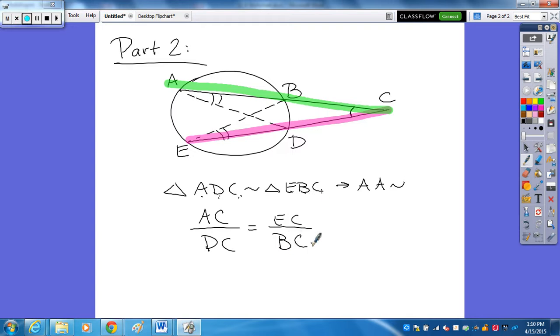Okay? Now again, I'm going to cross multiply like we did the last time because I think it's easier in the end to see what's going on here. If we cross multiply here, we get EC times DC will be equal to AC times BC. Okay, the products there. Now, I know that looks like a lot of letters. Let's simplify things a little bit, and I'll go ahead and redraw what we have here.